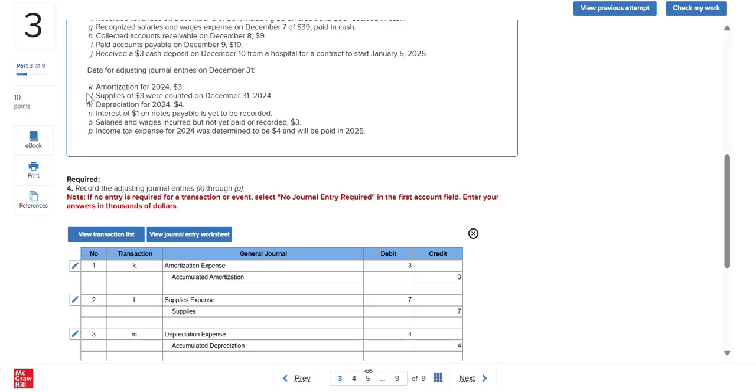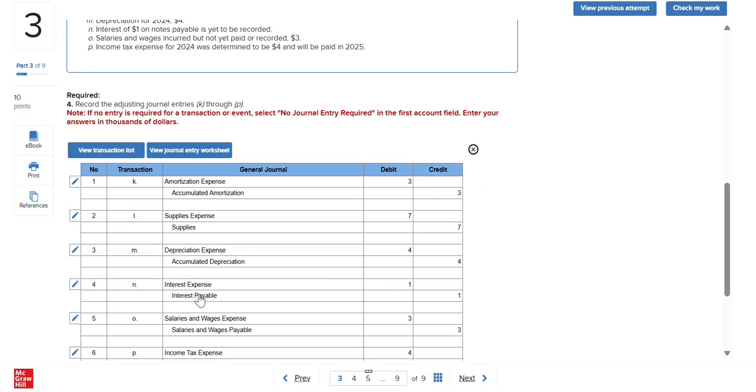It says in letter L that only 3,000 were counted for supplies. So what I did was record the rest as supplies expense. I also added depreciation for equipment.